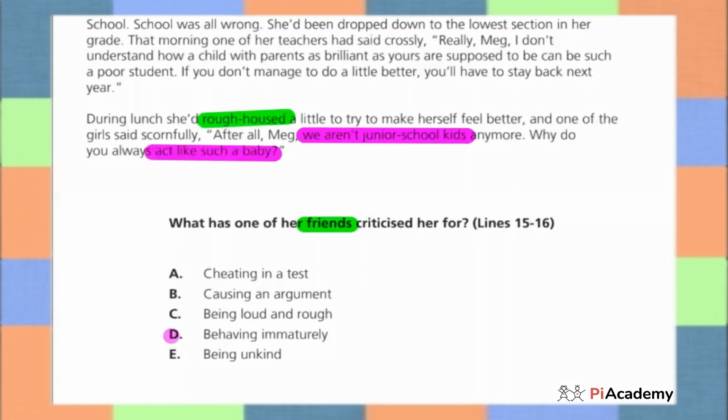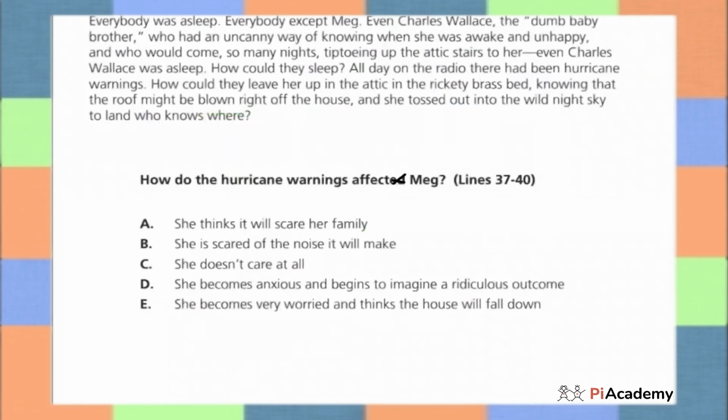Okay, and we have a multitude of people saying D. Yes, we're not junior school kids anymore. Why do you always act like such a baby? There we go. So we can read into it in terms of the gist is don't behave immaturely. Thank you very much, guys. Everybody is switched on this morning. I would like to choose Fadi, please, to read this next passage.